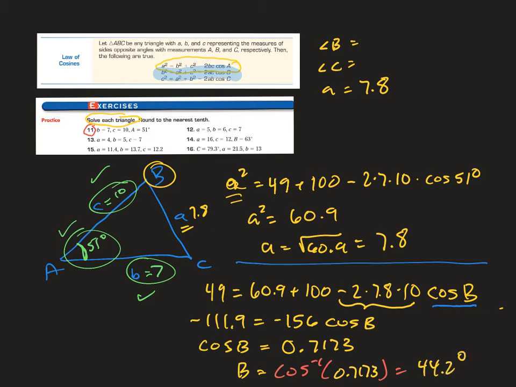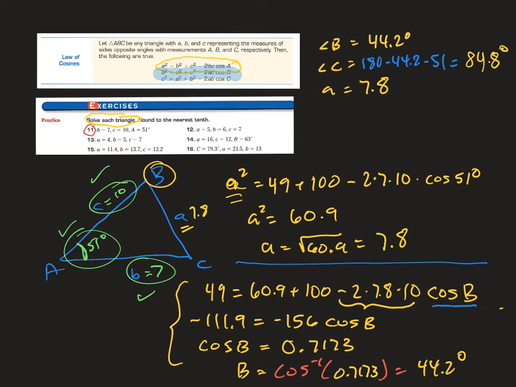And so I've filled in the second of the missing pieces. Right? I found A to be 7.8 and B to be 44.2 degrees. You could have used the law of sines here to also get angle B. I used the law of cosines just to show you how we practice doing this. But I still have to find angle C. I'm just going to use subtraction for that one. So to get angle C, we're going to do 180 minus 44.2 minus the 51 that we were originally given. And so that angle is simply going to be 84.8 degrees.